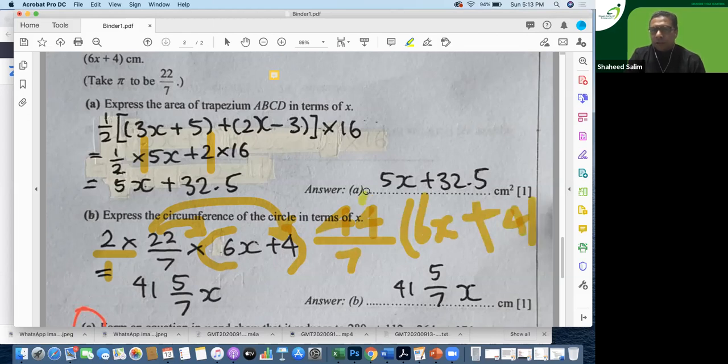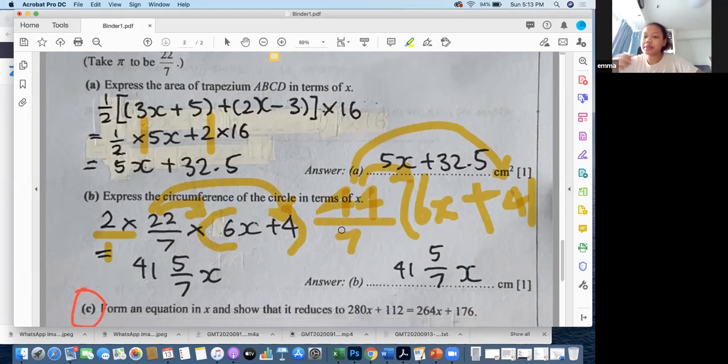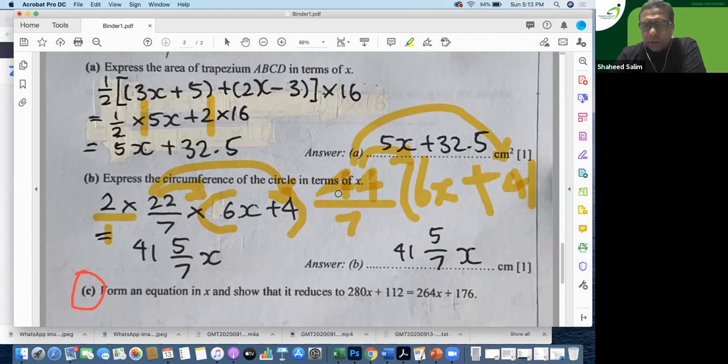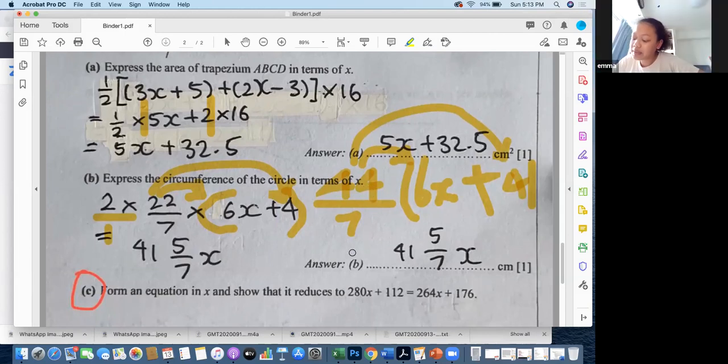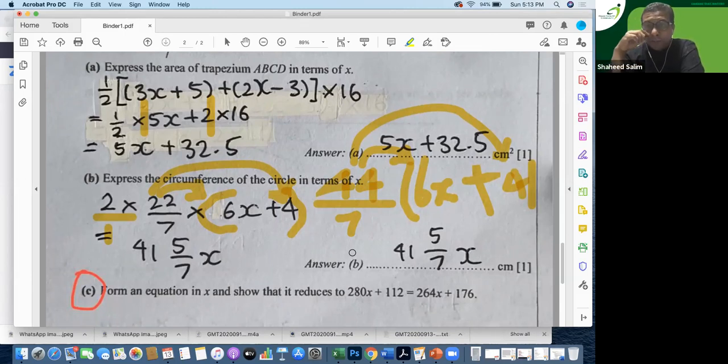So now this one times this. And then this one times this. So what's the answer now? 264x plus 176. What again? 264x plus 176 over 7. Is there over 7?